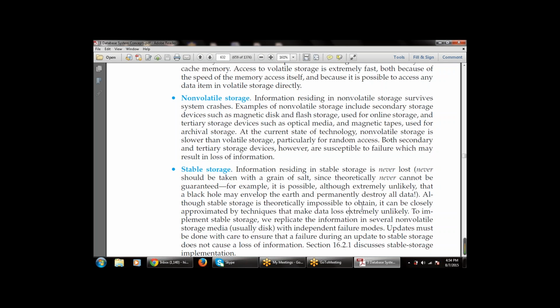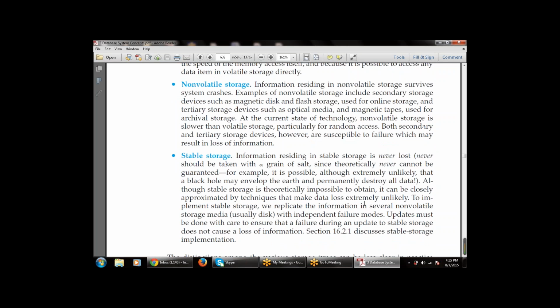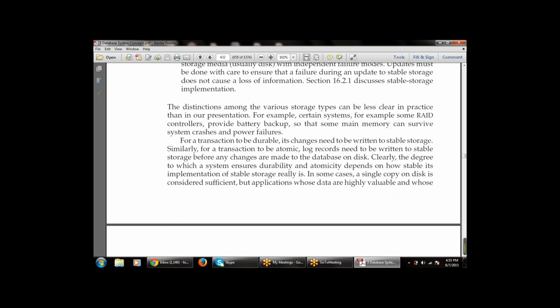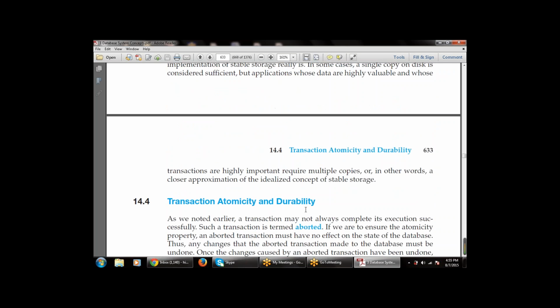To implement stable storage, we replicate the information, we duplicate the information in different non-volatile media, usually disks, with independent failure modes. Updates must be done with care to ensure that a failure during an update to stable storage does not cause a loss of information. So whenever there is an update, it must be ensured that a failure does not affect the stable storage media. There is also a concept known as RAID, a redundant array of independent disks, that also ensures protection of the data.